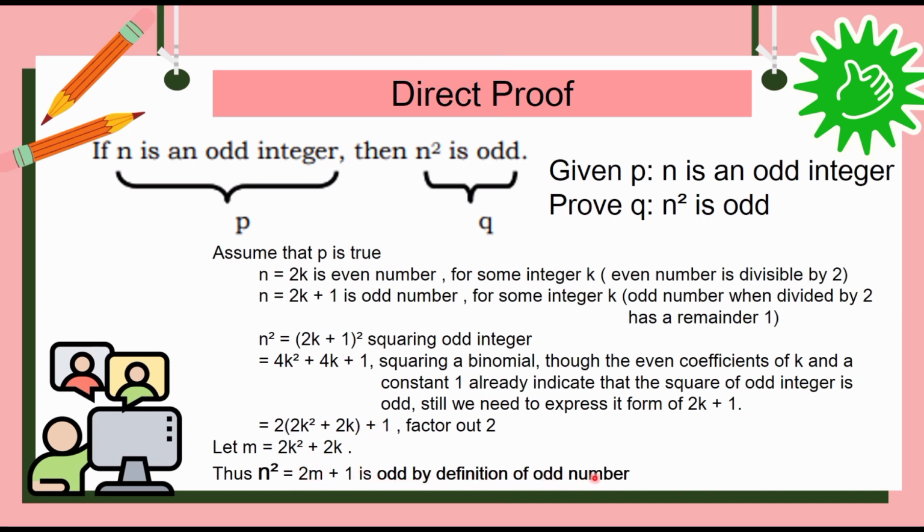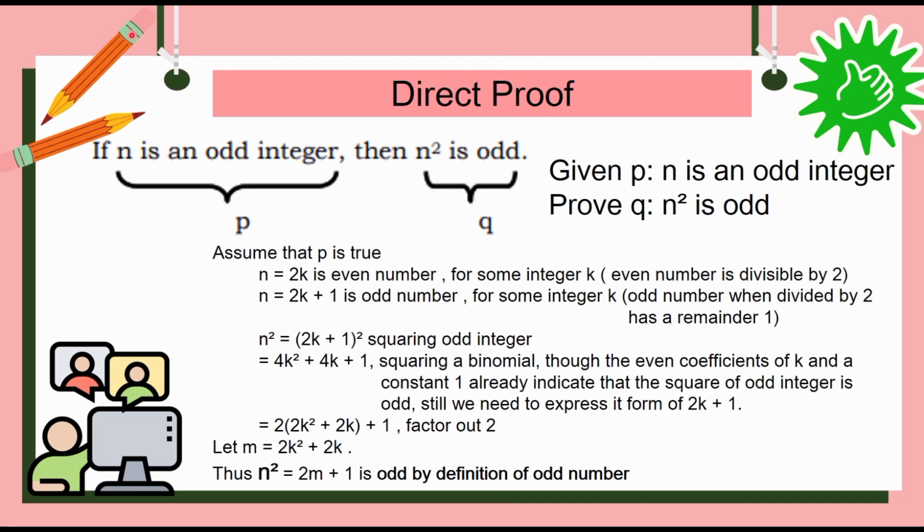Okay, so thus, or therefore, n squared is equal to 2m plus 1. So, 2m plus 1 is odd. Ito yun, parang ganito. By definition of odd number. So, na-prove na natin siya by using the direct proof.